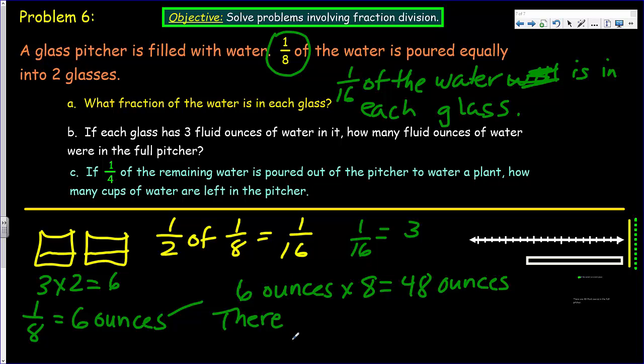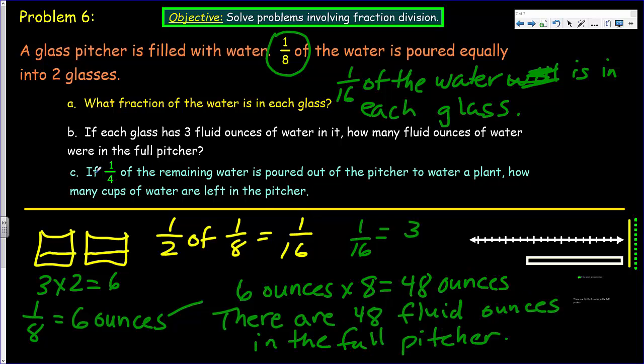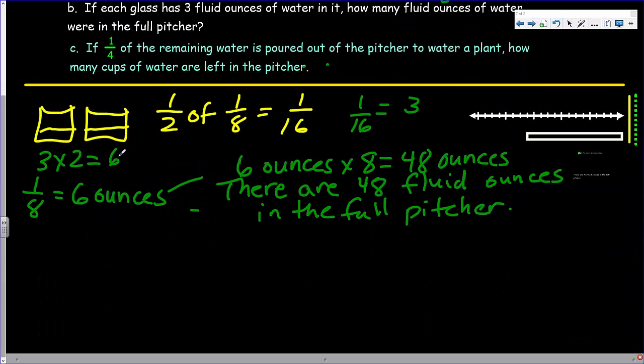And let's write that down. There are 48 fluid ounces in the full pitcher. Great, and we still have another problem. Now it says if 1/4 of the remaining water is poured out of the pitcher to water a plant, how many cups of water are left in the pitcher? So could we show it this way? The whole pitcher itself would have 48 fluid ounces in there. We determined that 6 ounces were removed.